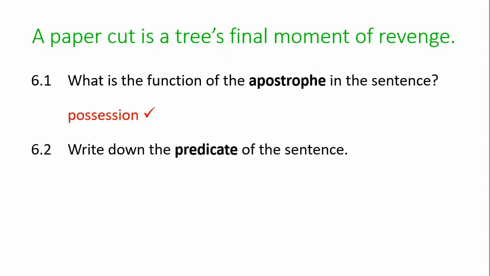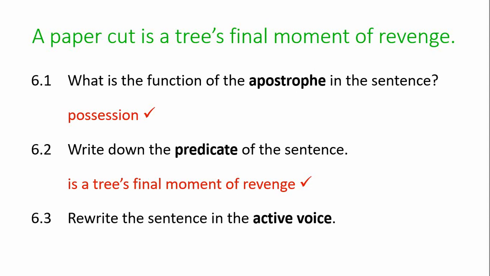6.2, write down the predicate. The predicate of a sentence is everything except the subject. So if I look, I find the verb is a tree, and I say who or what is a tree's final moment? A paper cut. So a paper cut is my subject. So I exclude that, and I have is a tree's final moment of revenge.